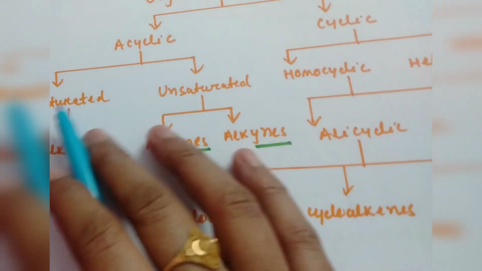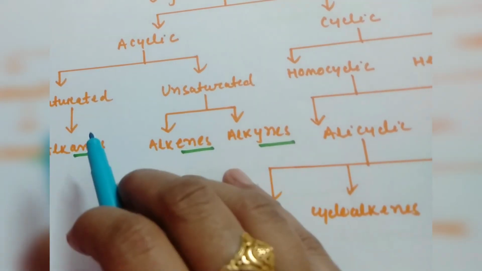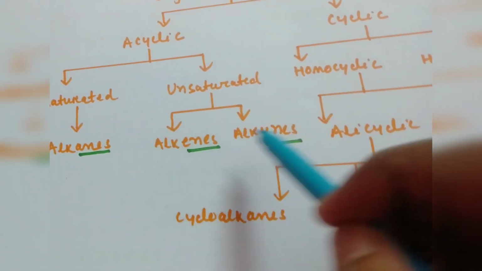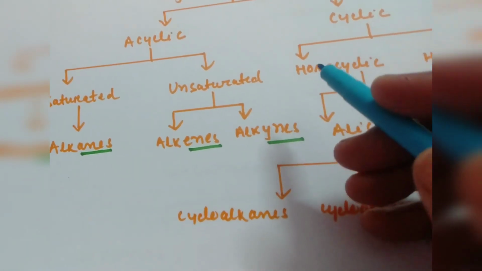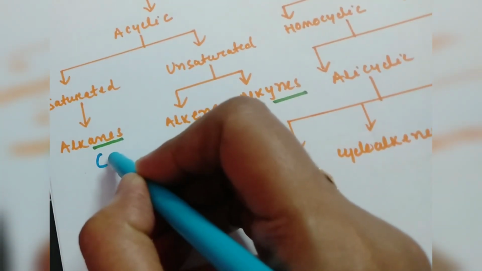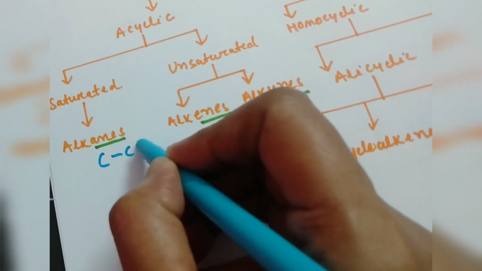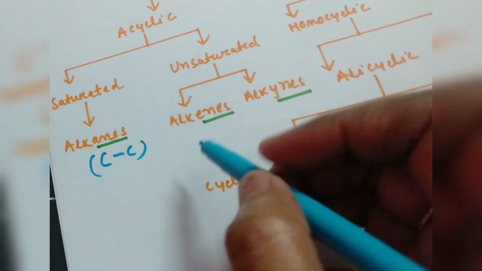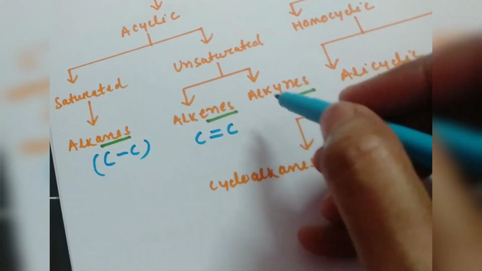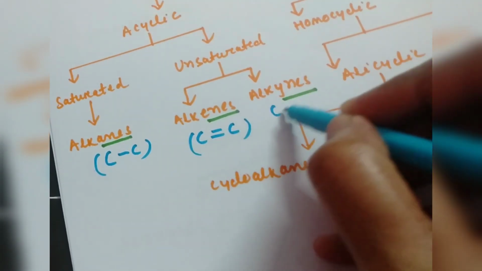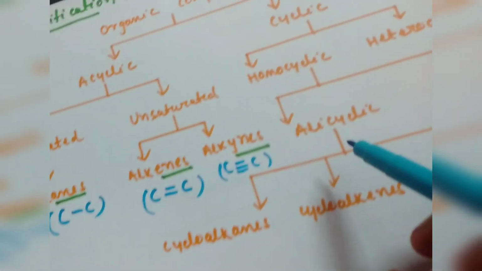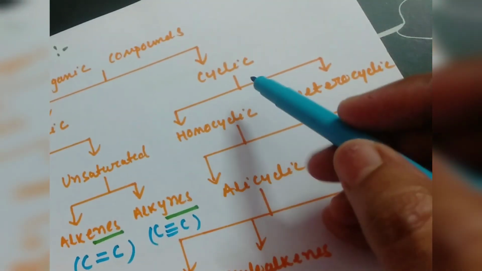What comes under saturated? That is, alkanes are the only saturated compounds, and unsaturated has 2 types. One is alkenes and another one is alkynes. Now saturated alkanes means all the carbon-carbon single bonded compounds, they are considered as alkanes. In alkenes, between carbon and carbon there is a double bond, and in alkynes there is a carbon-carbon triple bond.